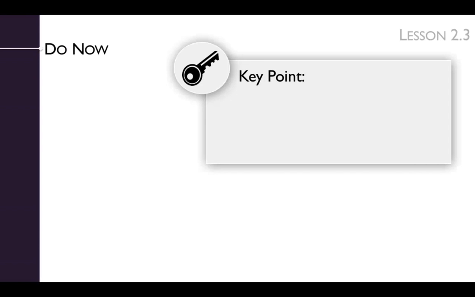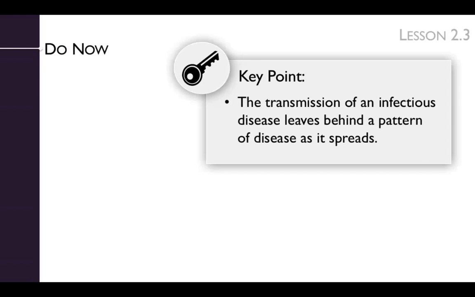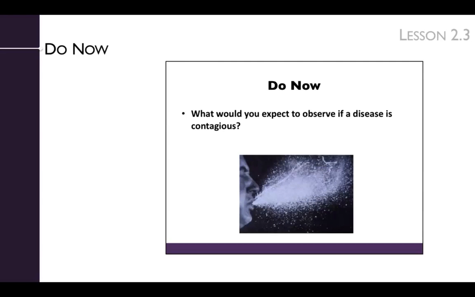The key point of the do now is that the transmission of an infectious disease leaves behind a pattern of disease as it spreads. We get there by asking the students to consider what they would expect to see if a disease is contagious. This leads to the idea that as diseases spread, they leave a pattern of disease that can be used to map their spread in a population.